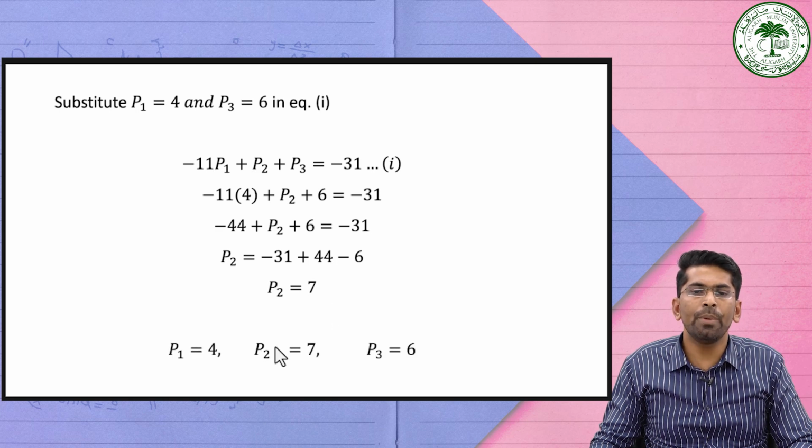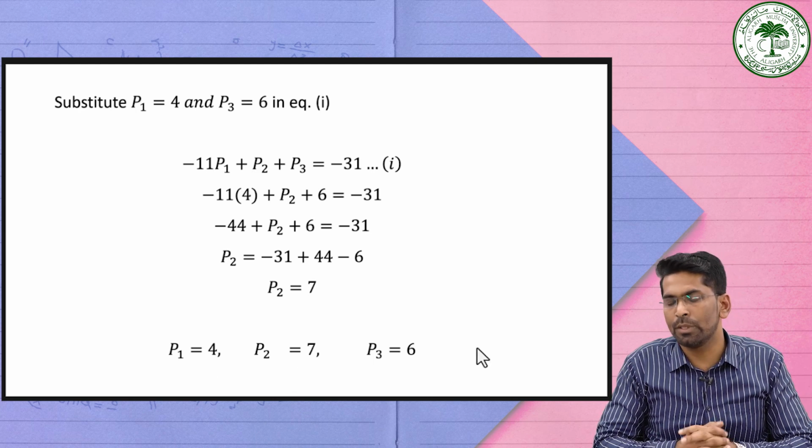So we have p1 equal to 4, p2 equal to 7, p3 equal to 6. This is the solution for the simultaneous equations with three unknown variables, where demand and supply functions are given and the prices of the various commodities have been found. P1 is 4, p2 is 7, and p3 is 6.